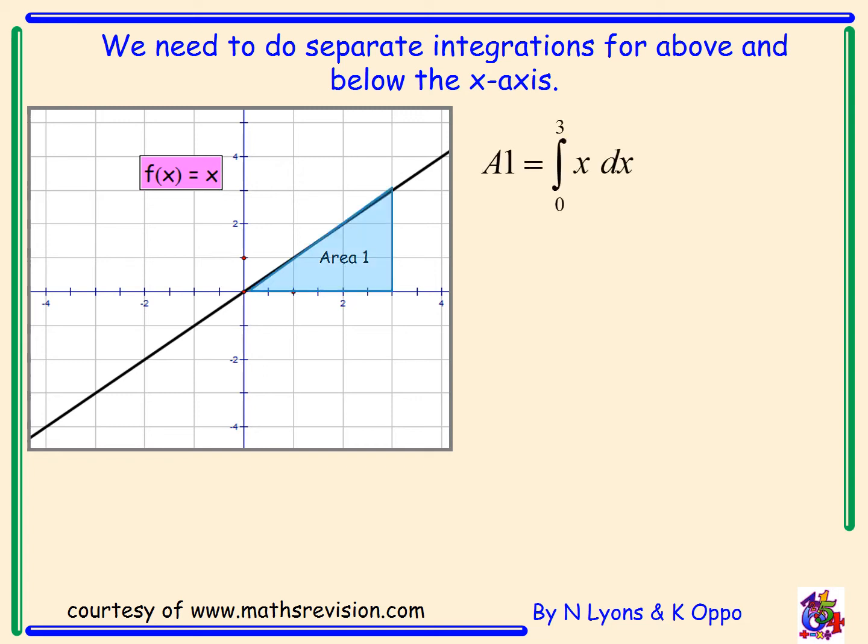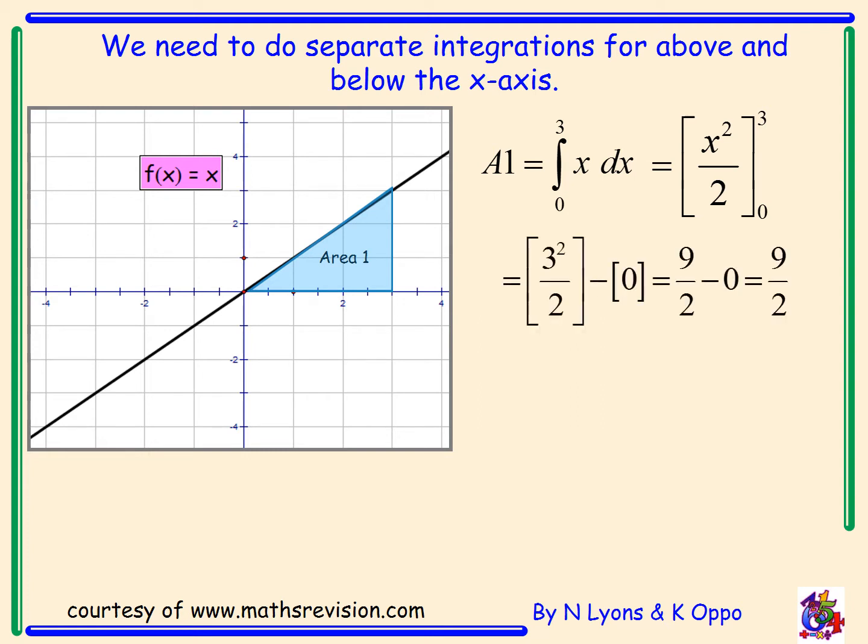Area 1. Area 1 equals the integral from 0 to 3 of x dx. So integrating it, same as before, sub in our values for upper minus lower, we now get 9 over 2 minus 0 equals 9 over 2. So area 1 is 9 over 2 square units.